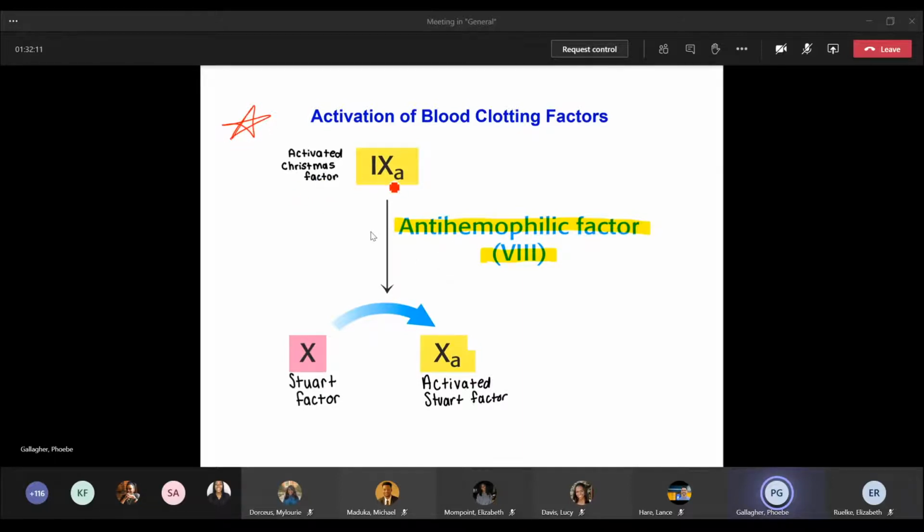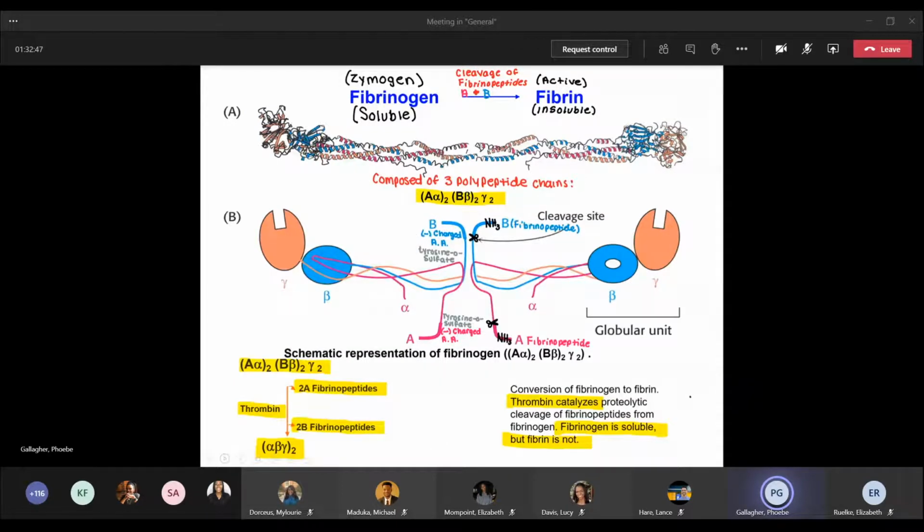You've got an activated factor 9, and that, along with this anti-hemolytic factor, also known as factor 8, together they're going to activate factor 10. 9 is also called the Christmas factor, and I remember memorizing both names for it, but you don't have to. And then 10 is also called the Stewart factor. Factor 10 is also the part of the pathway that converges the extrinsic and intrinsic pathways. So she skips down to the last step where you have the activation of fibrinogen to fibrin.